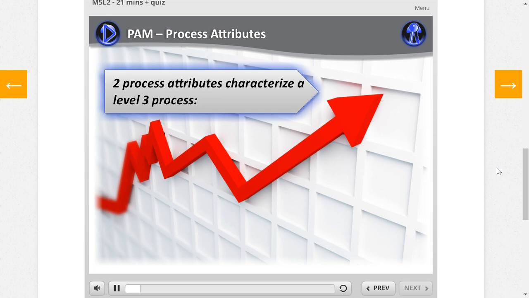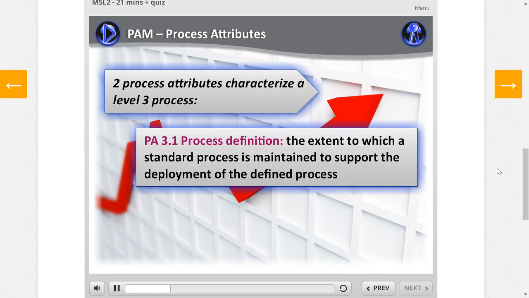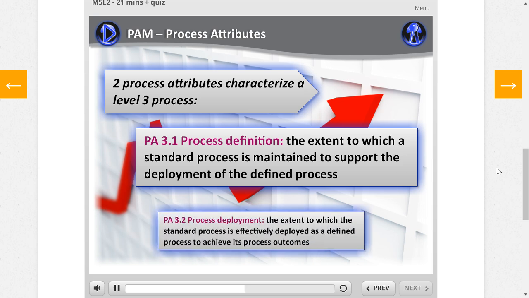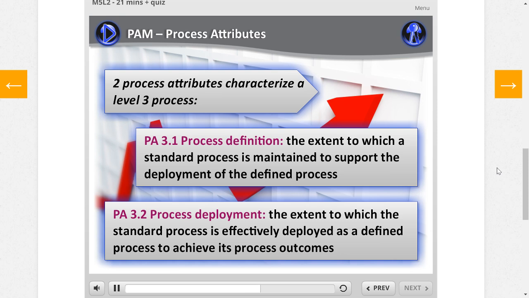2 process attributes characterize a Level 3 process. PA 3.1 Process Definition. A measure of the extent to which a standard process is maintained to support the deployment of the defined process. PA 3.2 Process Deployment. A measure of the extent to which the standard process is effectively deployed as a defined process to achieve its process outcomes.